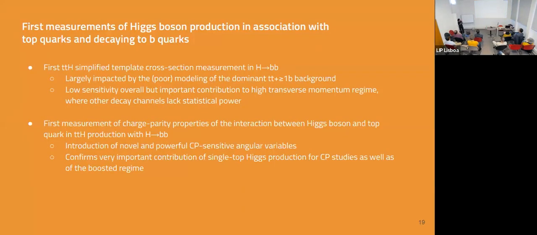This brings me to the end of this part. I've shown you the results of the first measurements of Higgs boson production in association with top quarks and decaying to b quarks. These measurements are largely impacted by the TTB background, in particular TTBB, and they are very, very challenging channels. And so we have a low sensitivity in this channel by itself, but it is a very important channel because it brings sensitivity in the higher Higgs boson transverse momentum regime, where other channels don't have enough statistics.